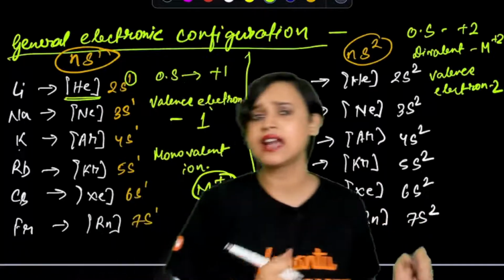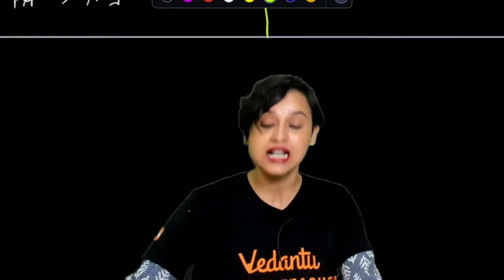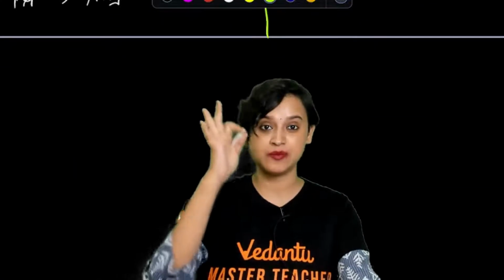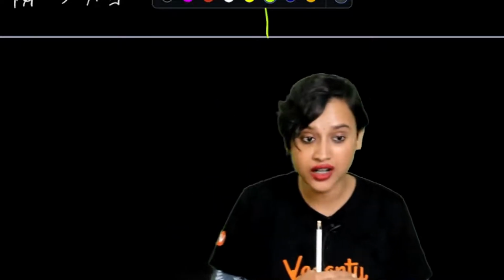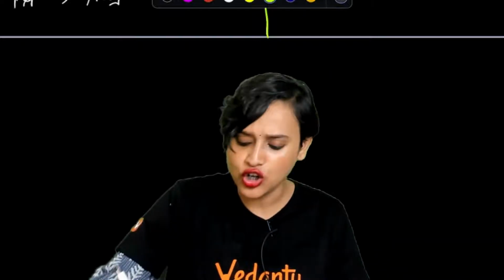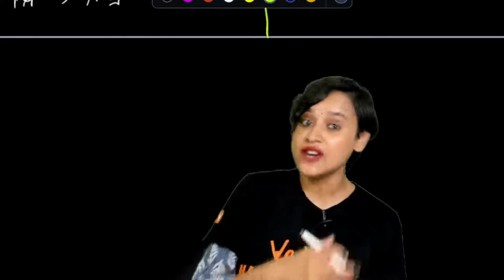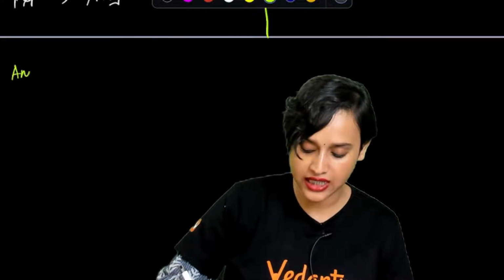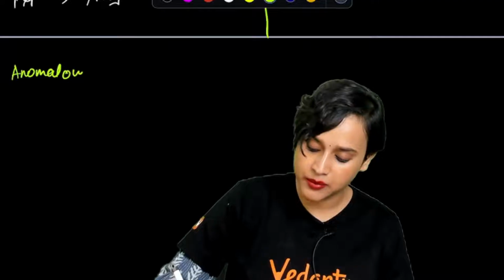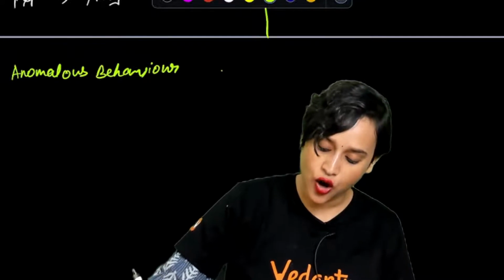And now, just like we have studied in the P block, do you remember that the topmost element in their respective group will always show anomalous behavior? Why? Because of small size, absence of d orbitals, high electronegativity, and high ionization energy. So can we write that down here? I am writing it down here: anomalous behavior of what?